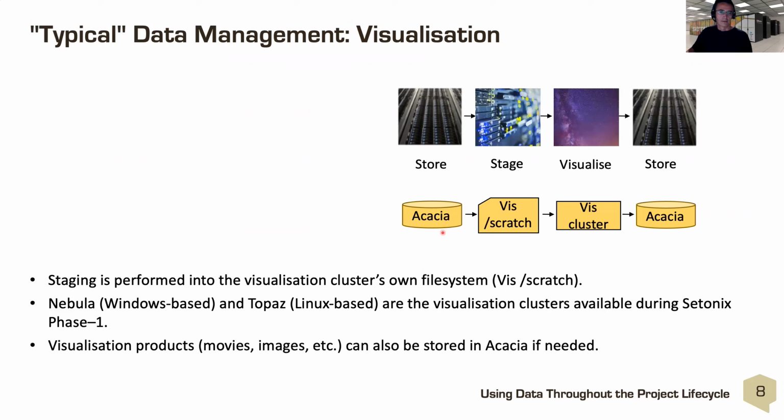So now in this last part of the workflow, we are considering that once you have data stored in Acacia and you need to do some other kind of post-processing. For example, post-process it to visualize the data and generate images and videos. Now you can stage your results not into the Scratch of Setonix, but into the Scratch file system of the visualization cluster.